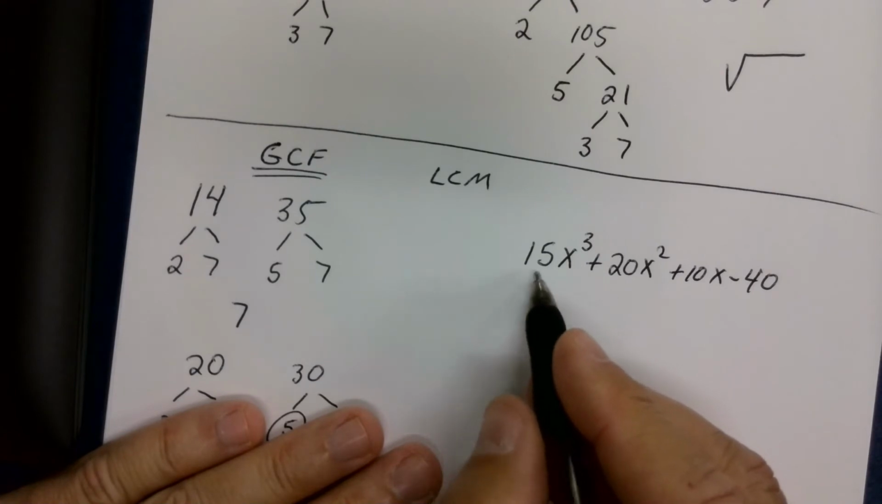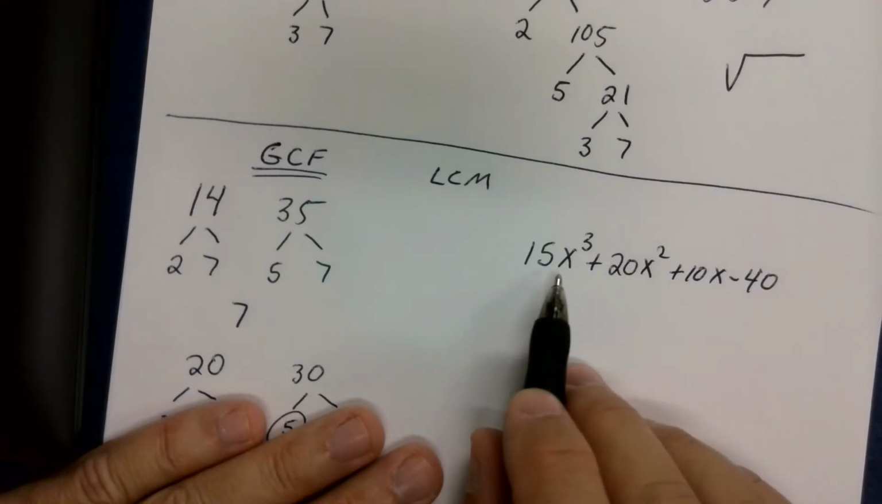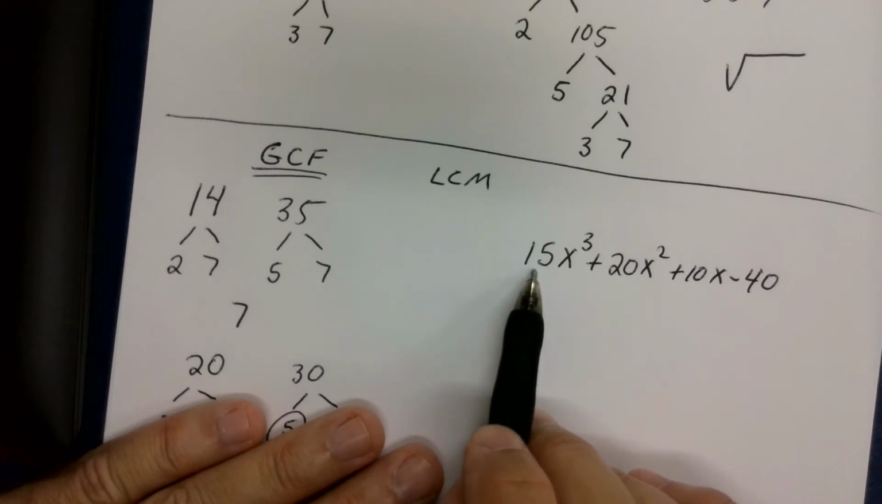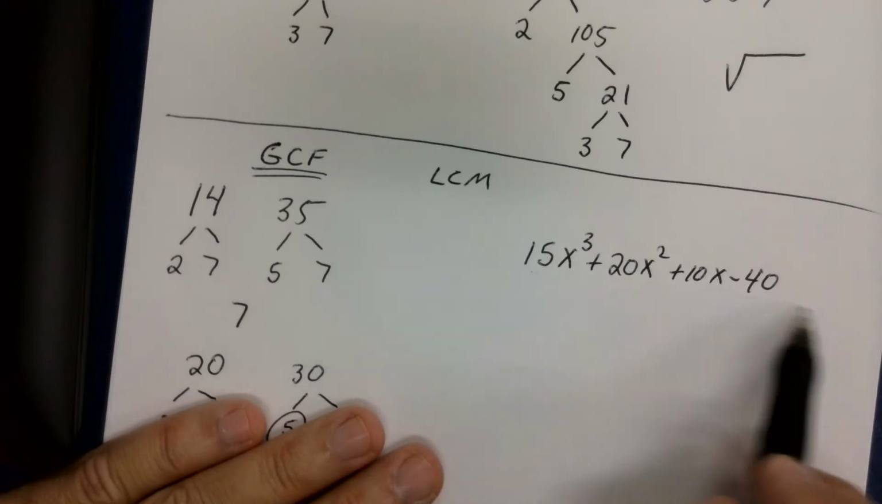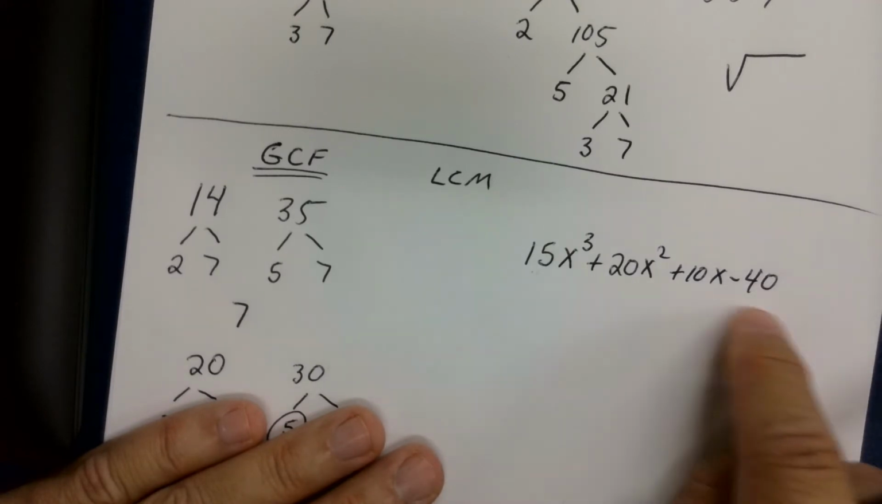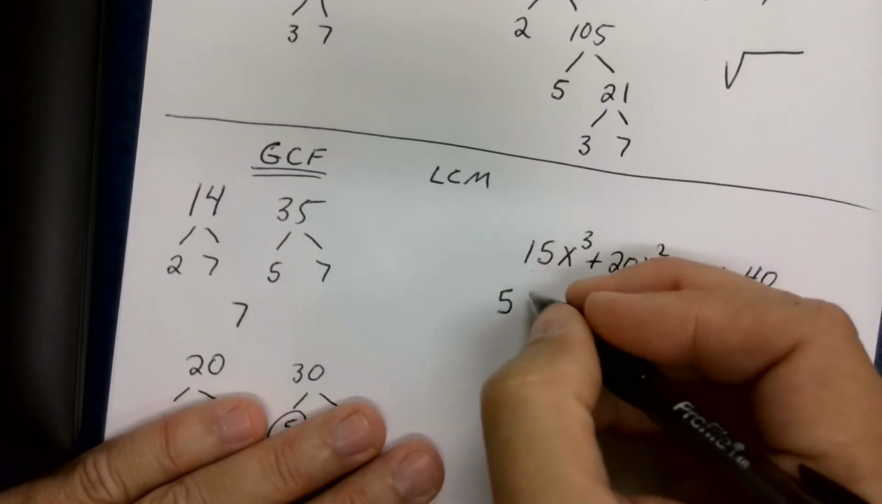So I would look here. I've got a 15, a 20, a 10, and a 40. And those are all numbers that end in 5 or 0, which means 5 has to be able to go into all of those things. Now I could break all these out and do all the prime factorizations, and I would see that 5 is the only common thing with it, or hopefully I just kind of know because those numbers are pretty basic right now. So I could pull a 5 out of this.